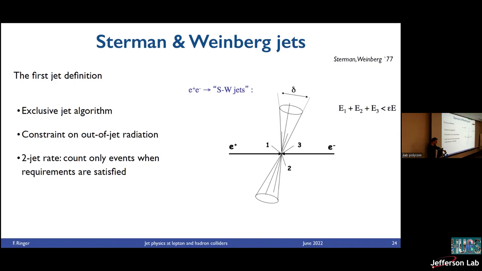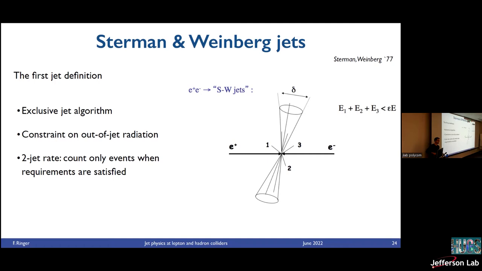Does that answer the question? Okay, thanks. There is also Ari. Following up on that, how do you decide what particle is in a jet? Because especially at TeV, there are lots of particles everywhere. So how do you draw a line and decide what's in the jet and what's out?